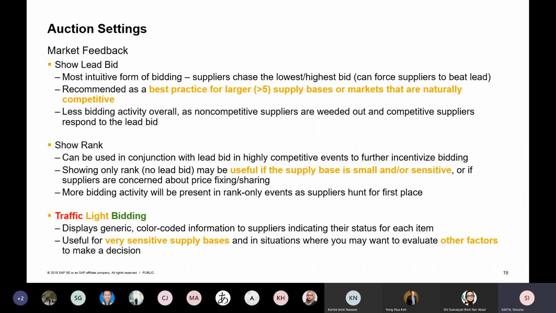It's also useful to only show the rank when you specifically know that if suppliers see the best leading bid, they will be scared and realize they are too far away from it. So let's imagine that you have a supply base with 4 suppliers, and between the first and the second supplier, you have a difference of 10%. That difference, you don't want to show it because of the best leading bid. So you are only showing the rank. That allows you to hide the difference between the first and the second.